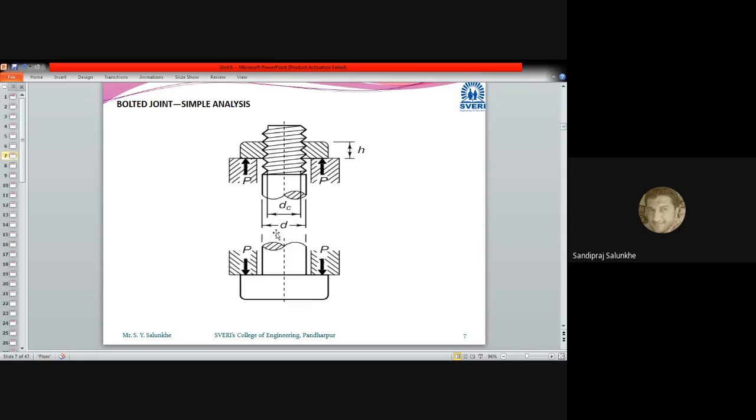So what we are going to do in this simple analysis is assume various failures of this cylindrical bolt, and we are going to design, that is, calculate the dimensions of this bolt. In that, we are going to find out the external diameter and the mean, that is the smaller diameter, of this bolt. Later on, the nut and threads are standard, so they can be selected.